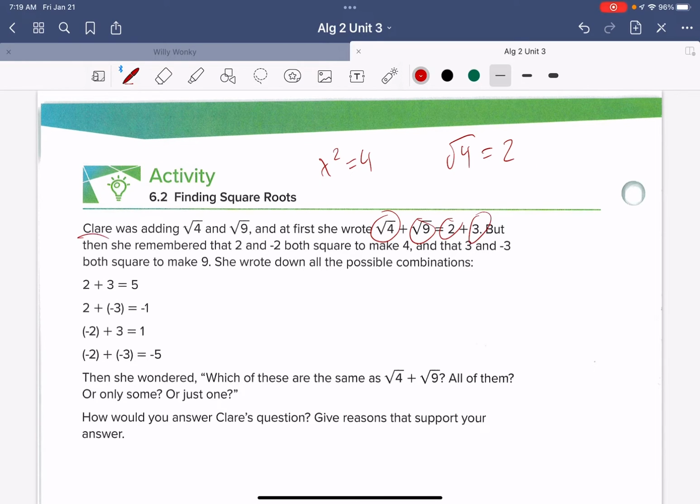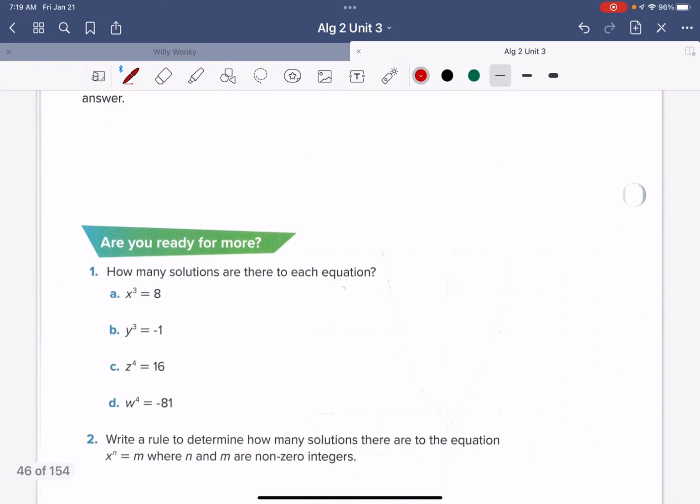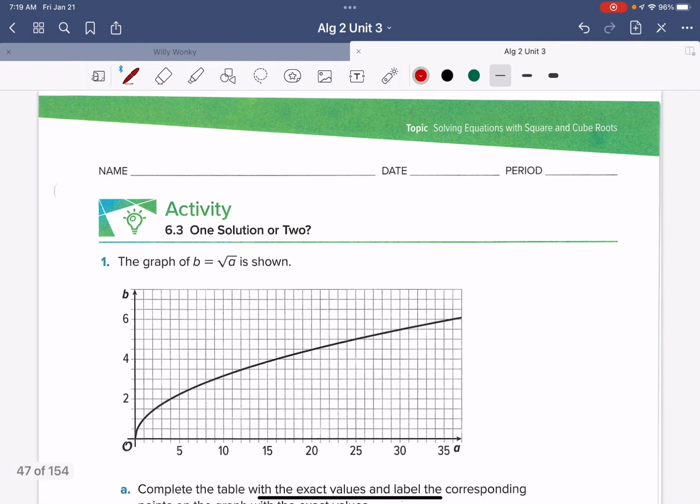Then Claire's like, oh no, it's plus and minus 2 and all that kind of stuff. No, all of these are wrong. It's just this one. So that's what's going on there. So she's trying to think about this x squared is 4, and then there's plus and minus 2, but no, just by itself, the square root of 4 is 2. Okay, we're going to skip that.